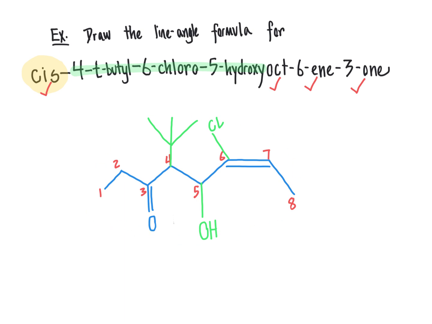And as you do this, remember to keep all aspects in mind. It's a good idea to check off that you have done everything. We've checked off the parent name and the stereochemistry, that being cis. We've checked off that we've put a tert-butyl group at position 4, a chlorine atom at position 6 of our chain, and a hydroxy group or alcohol group at position 5. So this takes care of the complete name for this molecule.